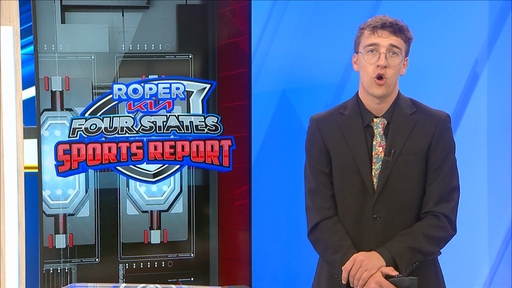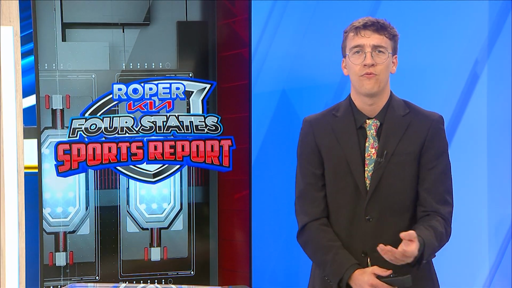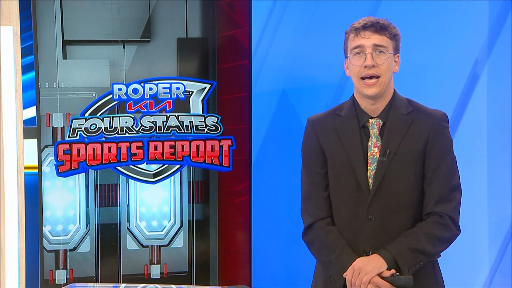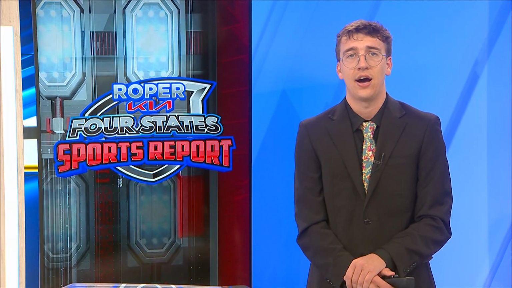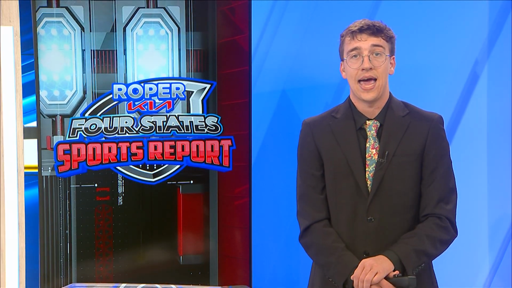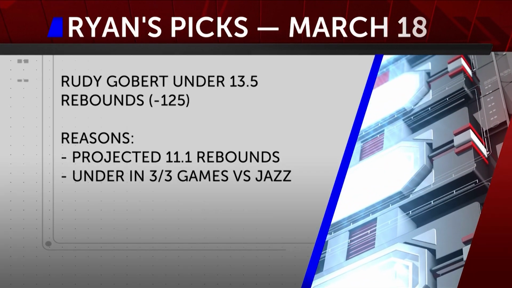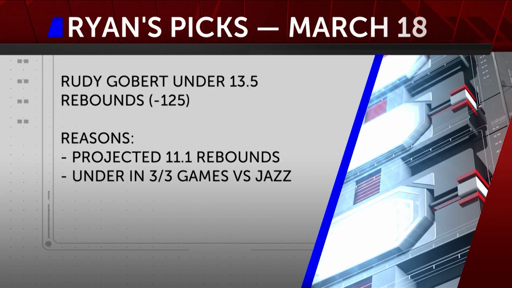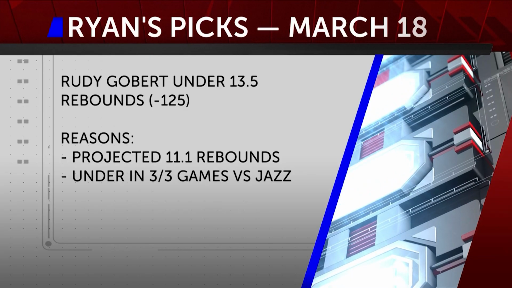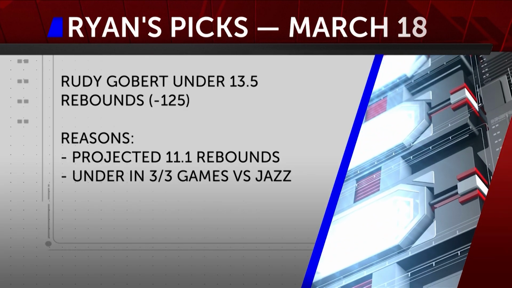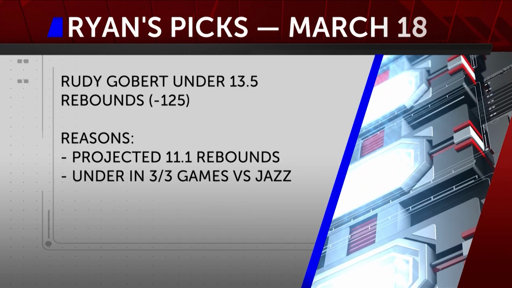First up is Rudy Gobert under 13.5 rebounds, which hopefully we can pop up here on the screen. That's on DraftKings at minus 125 odds at the time I am saying this. Now, if anybody can cover that line, it's going to be Gobert. He has been a monster on the boards this season, but this is simply too high of a line when the Timberwolves center is projected closer to 11.1 rebounds for this matchup.